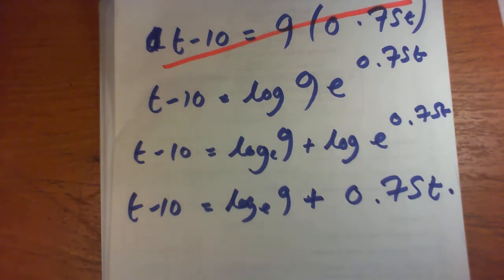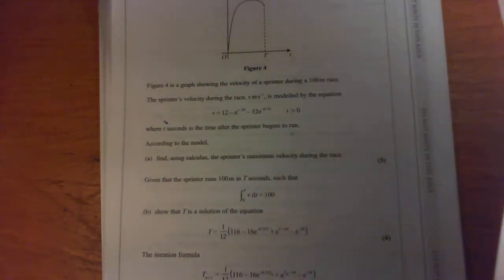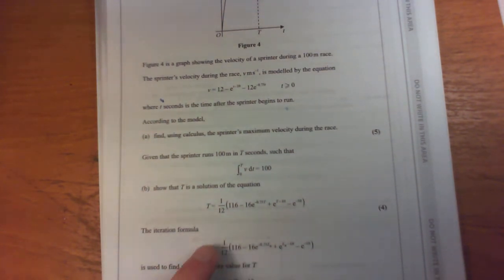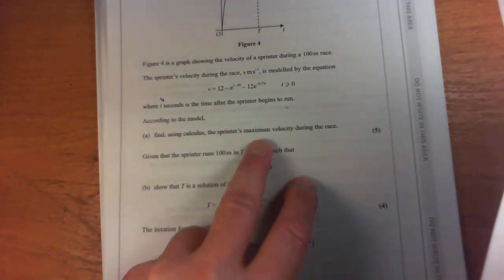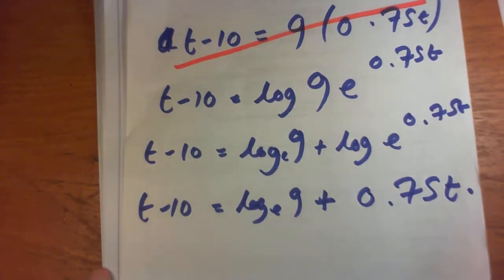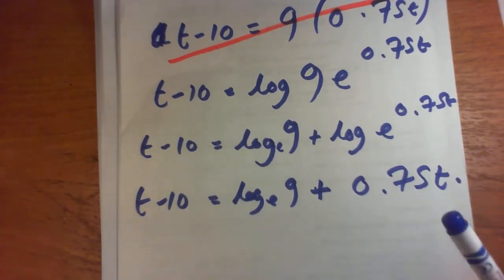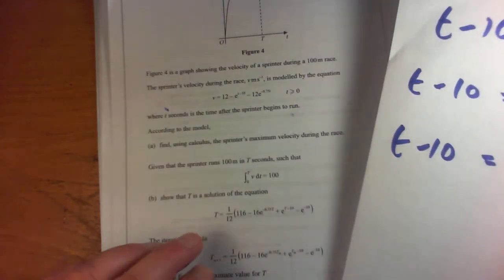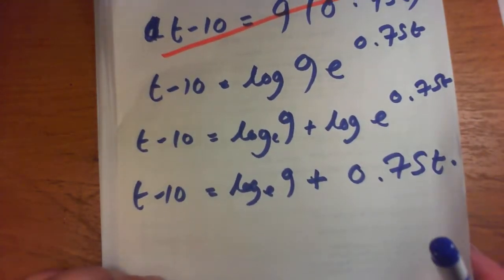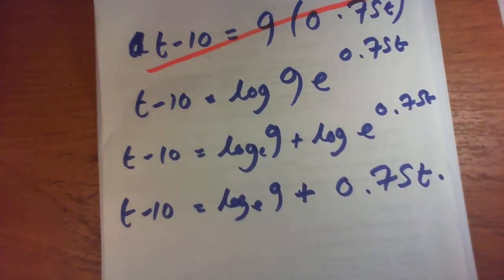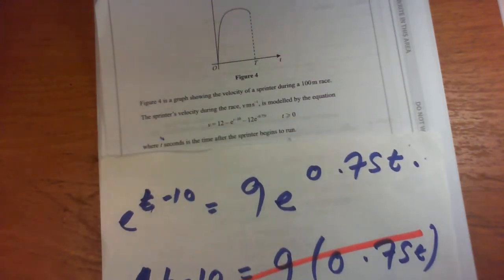One extra little thing on here is that it does say find the sprinter's maximum value. What a lot of people did, which is quite a general problem in questions like this, is they work out the t and then they just leave it at that. But that is not the answer, is it? It says find the sprinter's maximum value. So you need to take the t you found, stick it into the original equation to work out what v is.